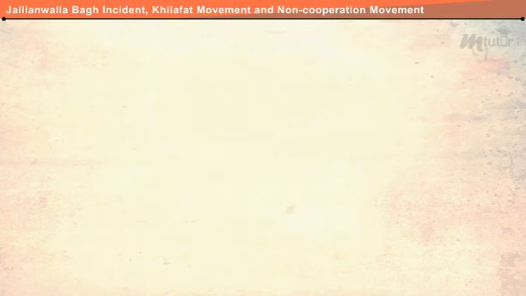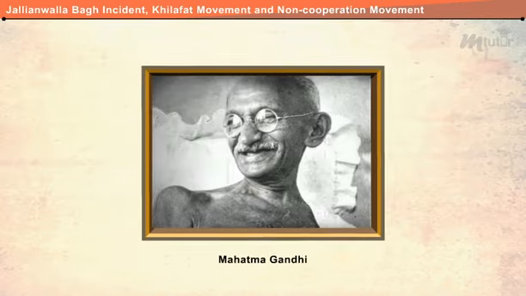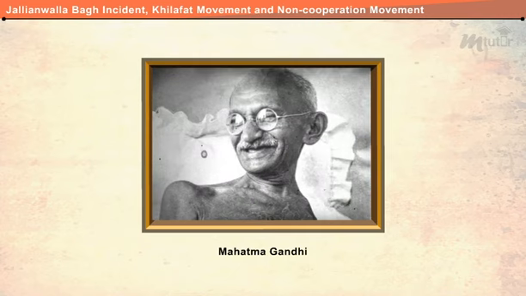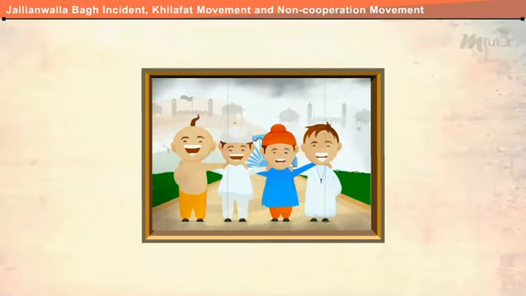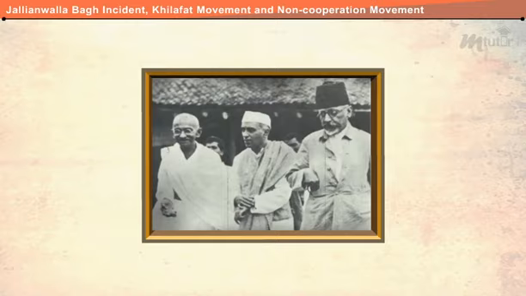Next, let us discuss the Khilafat movement. Rowlatt Act was restricted to a few cities and towns. Mahatma Gandhi wanted to start many movements across India, but he also knew that it was possible only when Hindus and Muslims were united. So, he decided to take up the Khilafat issue.